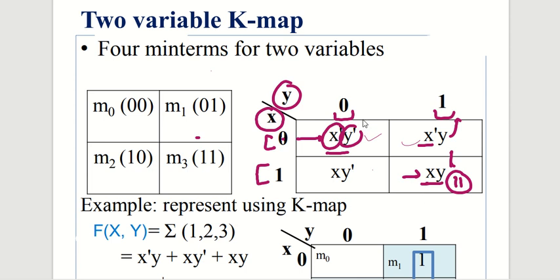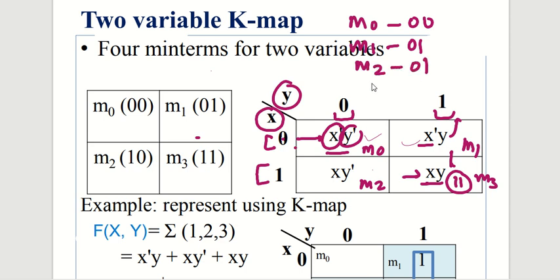Now, how will the minterm be assigned? Since it is representing 0, 0, it is represented as m0. It is representing x 0, y 1, so it will be m1. It is representing 1, 0, so it will be m2. And it is representing 1, 1, so it is m3. So we are just representing m0 with 0, 0, m1 is 0, 1, m2 is 1, 0 and m3 is 1, 1. You already note that this is your minterm representation. So this is m0, m1, m2 and m3.